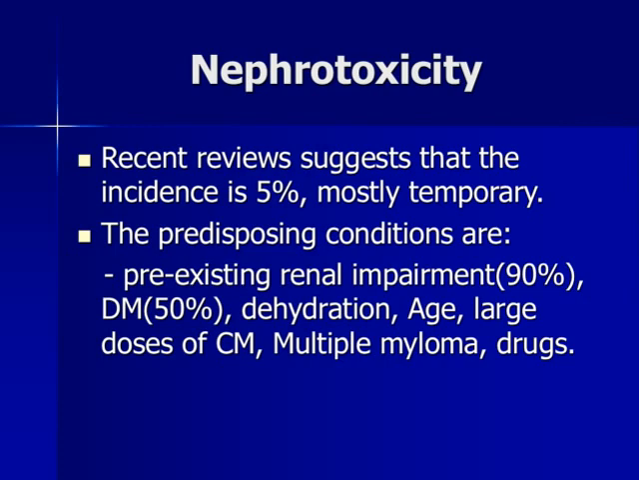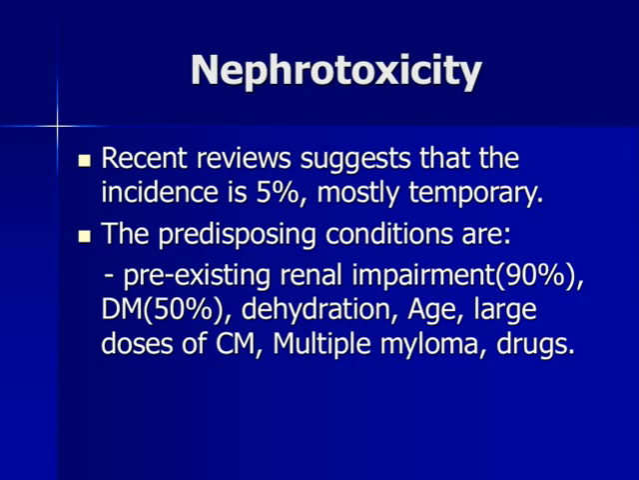The recent review suggests that the incidence of nephrotoxicity is 5%. Most commonly, it is in the form of acute renal failure that is transient and occurs after administration of the contrast medium. If we follow the patient, there will be some elevation in the serum urea and creatinine for a few hours, maybe days, and then usually everything goes back to normal. It's not symptomatic. The predisposing conditions are pre-existing renal impairment, which is up to 90% of the predisposing conditions.